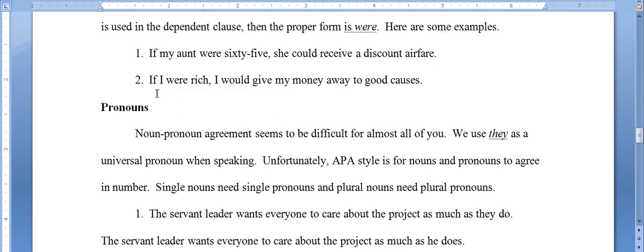Here's another example. If I were rich, I would give my money away to good causes. So notice how the verb needs to be "were" in this phrase, the conditional phrase here. Let's move on to pronouns.